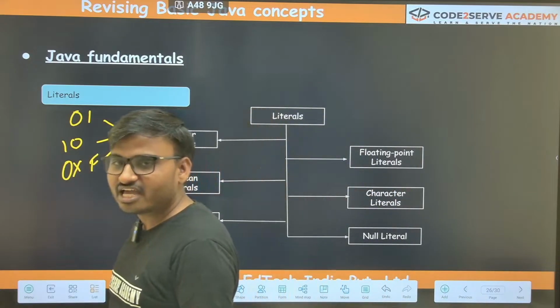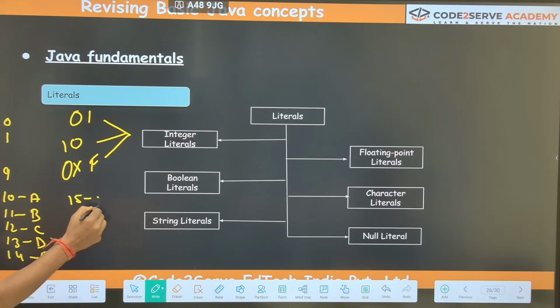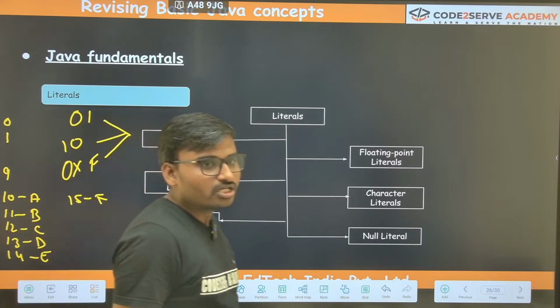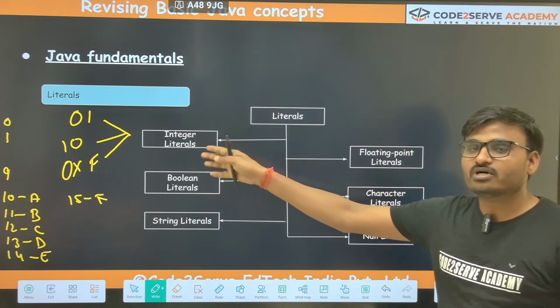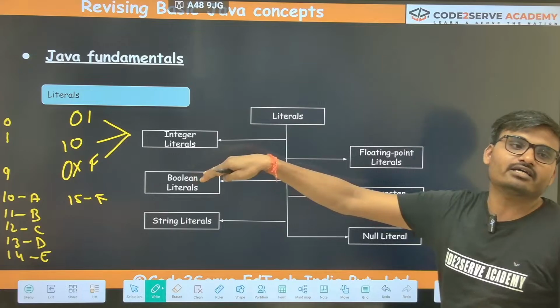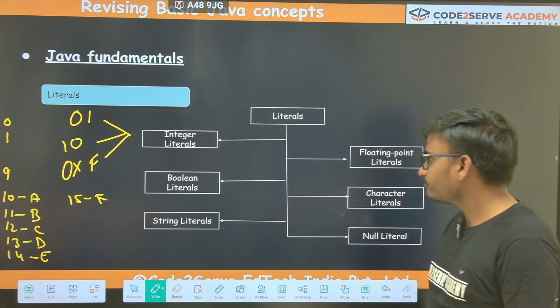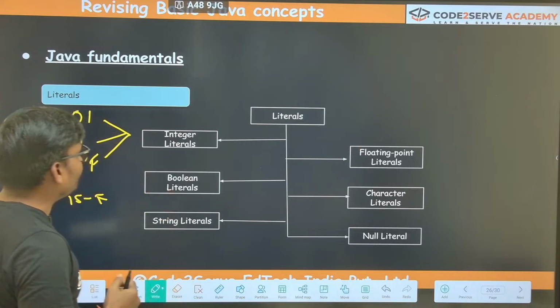What does f represent? As you might know, we go from 1 to 9, then 10 is represented as a, 11 as b, 12 as c, 13 as d, 14 as e, and 15 as f. Got my point? So we can represent the number using octal, decimal, or hexadecimal. Now the next one is the Boolean literal.